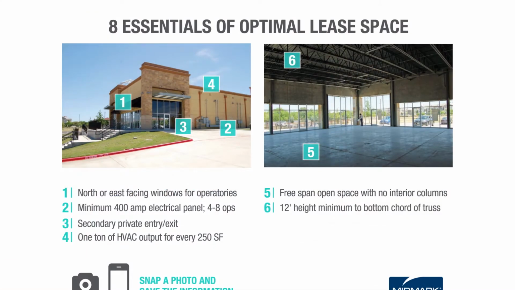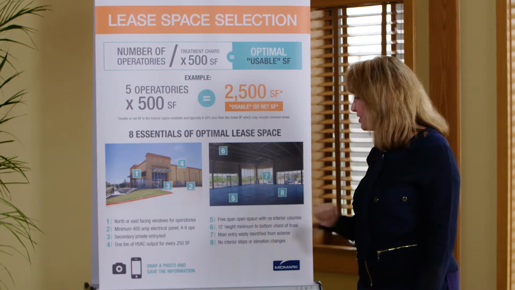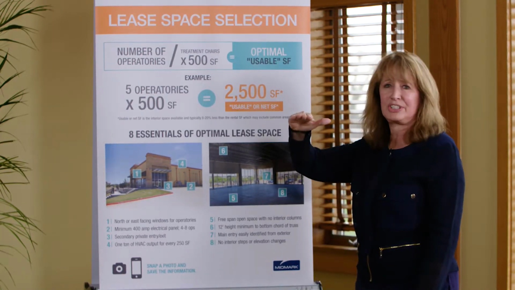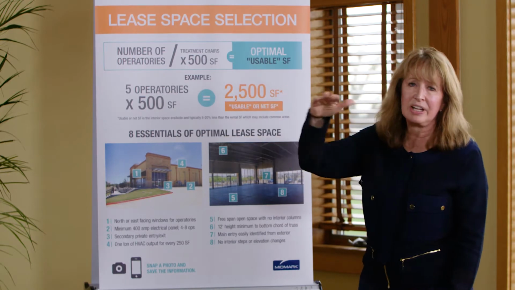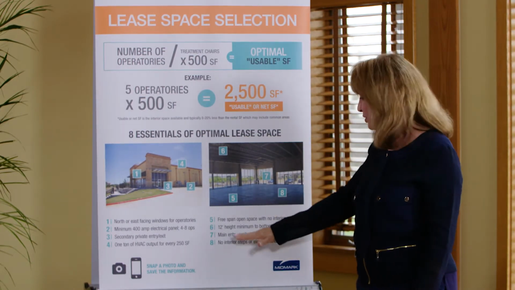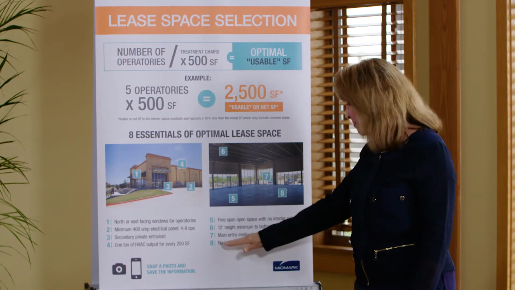Number 6, also we want to have clearance so that we can get our HVAC and get some height to those ceilings. So what we would say is a 12-foot height minimum will allow us to have at least a 9-foot ceiling and will allow us to run HVAC in that plenum. If you can get more, great, but 12 foot would be a minimum we would recommend.